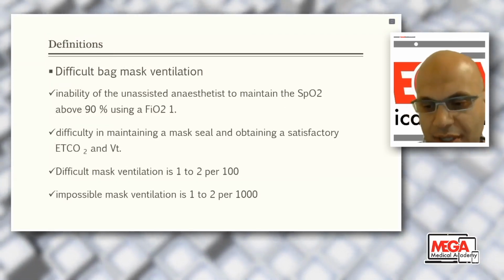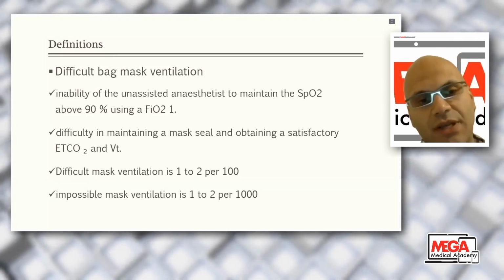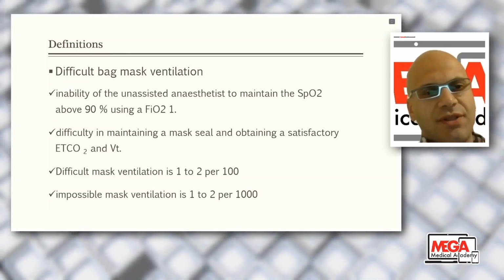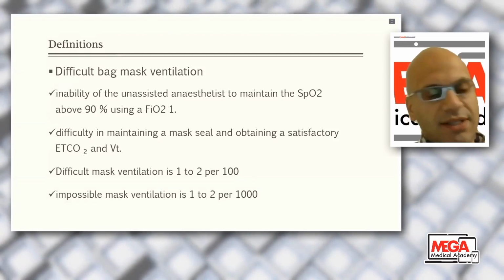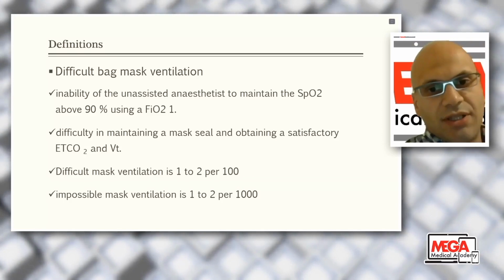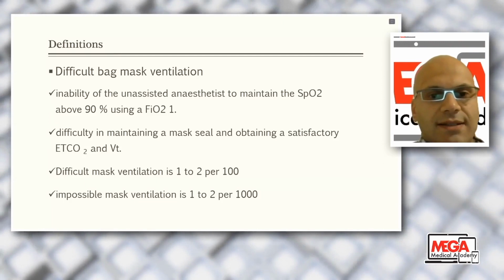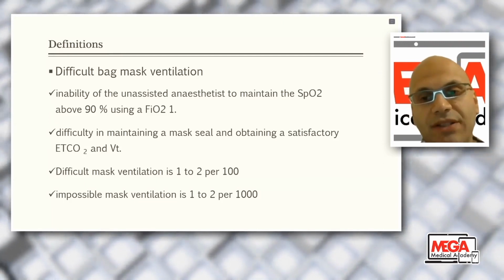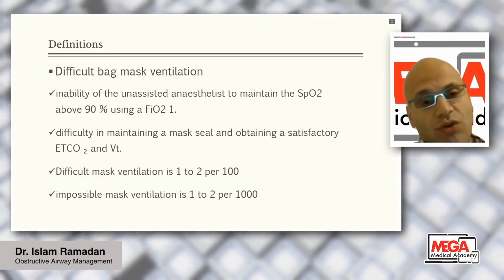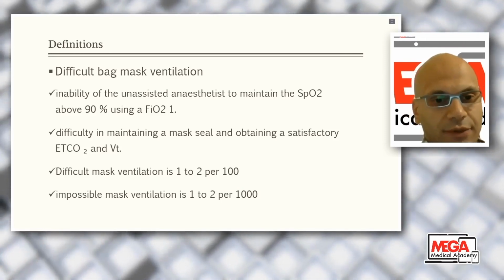We'll go through some definitions. If you ask me what it means to have difficult bag mask ventilation or difficult laryngoscopy, we'll go one by one. There is no universal agreement about these definitions; they differ in many publications, but I picked the most common definitions that we are using. Difficult bag mask ventilation is the inability of an unassisted anesthetist to maintain oxygen saturation above 90% on FiO2 100%, or difficulty maintaining mask seal and obtaining satisfactory end-tidal CO2 and tidal volume.